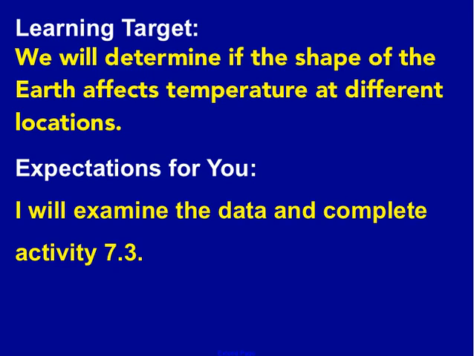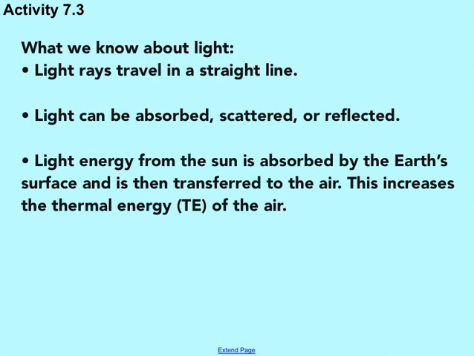All right, so now you've had a chance to do that. So let's take a look at what we already know about light. We know that light travels in a straight line. Light does not bend. It does not go around corners. Light can be absorbed, like for example, the Earth absorbs light. It can be scattered by things like clouds, and it can be reflected.